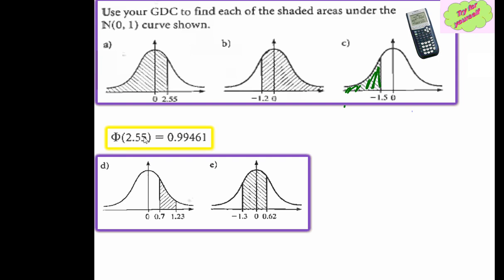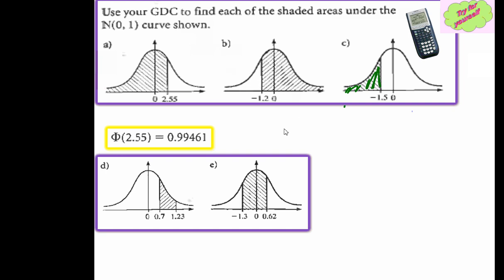So when you put in 2.55 as the upper bound, the area is 0.99461. It might seem like that's really close to 1, so basically they just haven't drawn this to scale. Really it would probably be more around here, because remember the whole thing's 1. But they've intentionally not drawn it to scale for you.